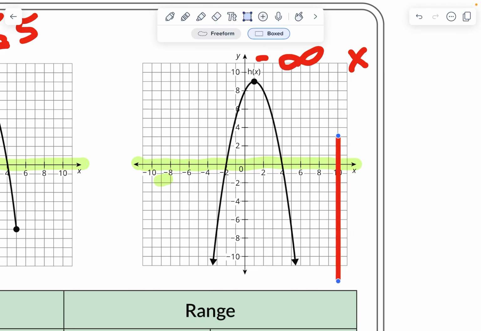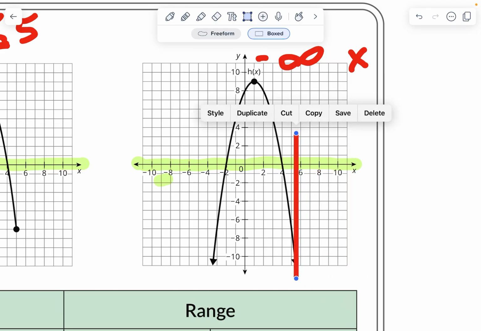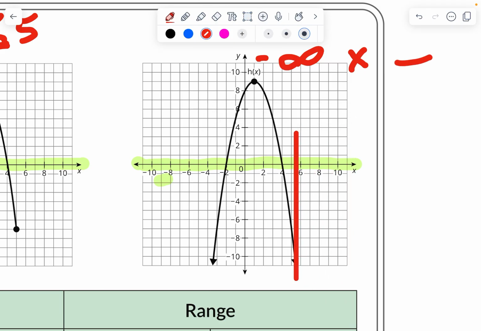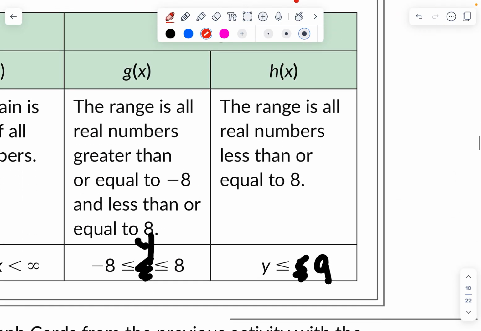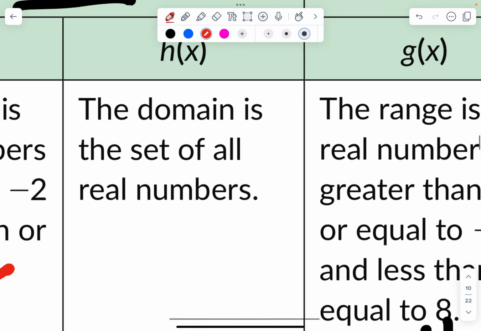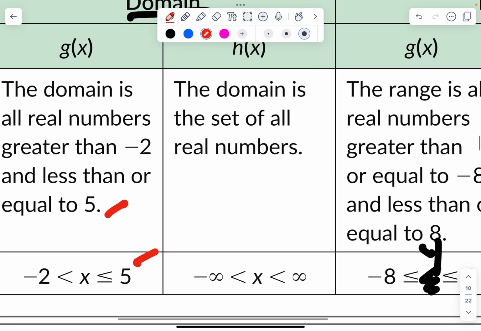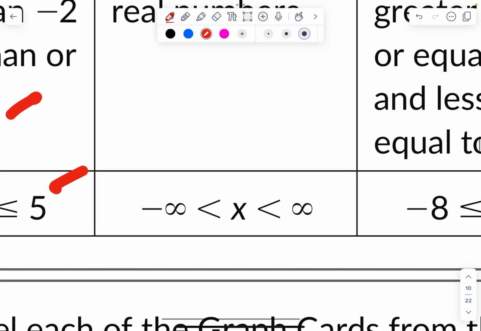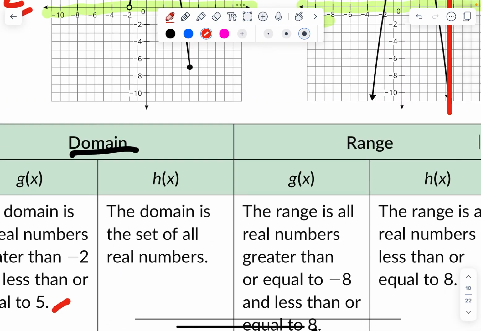If I come to the right side and I scooch over, look, it's stopping at that arrow. That is positive infinity. So there really is no boundary for my x's. It could be as small as negative infinity or as big as positive infinity. We call that all real numbers. And the way you write it is you put the x in between the infinity symbols, okay?